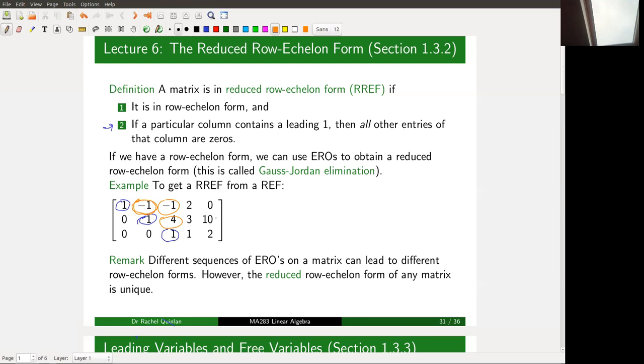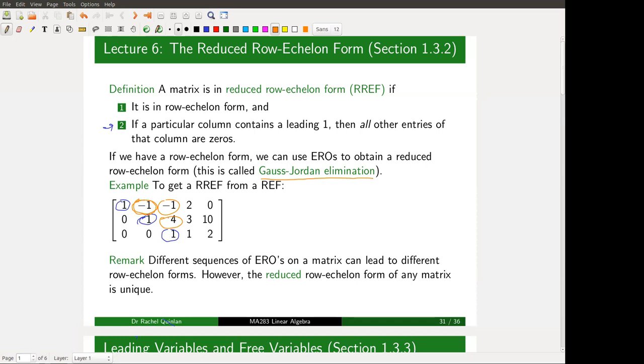And that wouldn't damage anything in column 1 because we'd only be adding 0 in the first column. So we could actually go a bit further and clear out the entries above the leading ones as well as the entries below them. And this is the process of Gauss-Jordan elimination. It clears out all the columns where the leading ones are, both above and below.